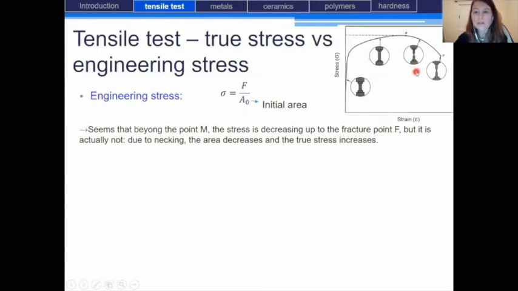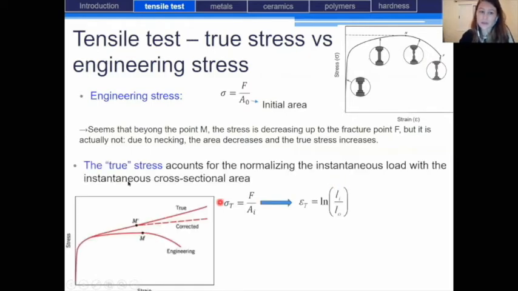And so it seems, when we represent the engineering stress, that beyond this point M the stress is decreasing up to fracture, but it is not the case. We are continuing to increase the stress, since due to necking there is a reduction of the cross-section of the specimen, and so in fact the stress increases, and so we call it the true stress. So we make the difference between engineering stress that seems to decrease after point M and the true stress.